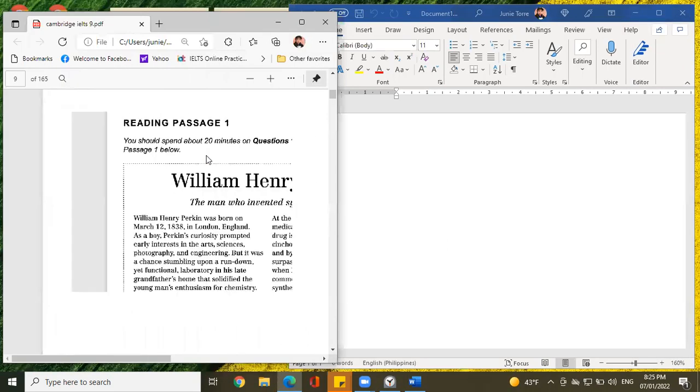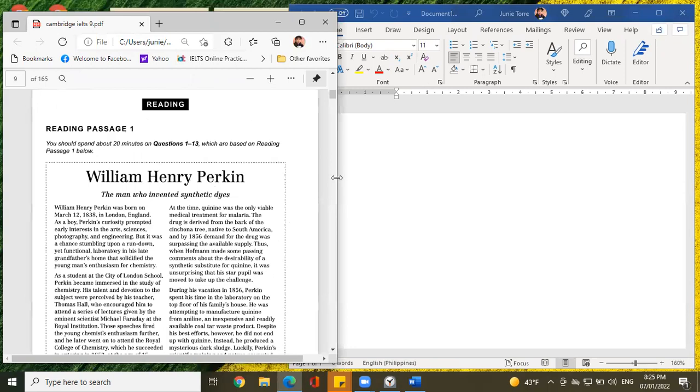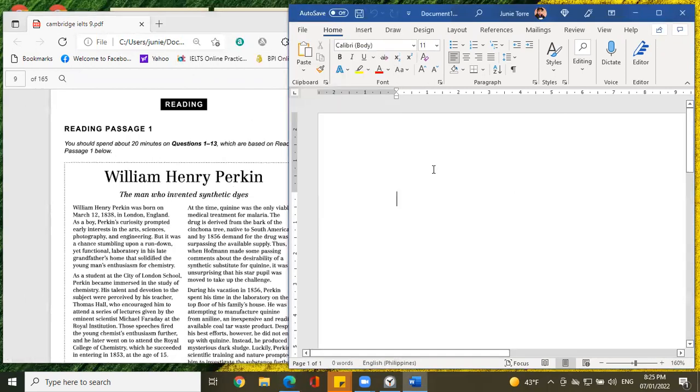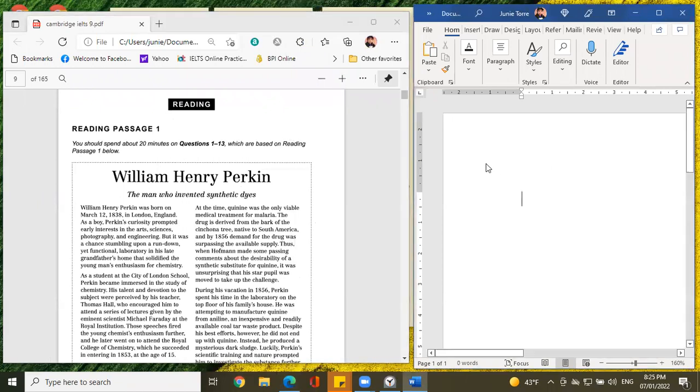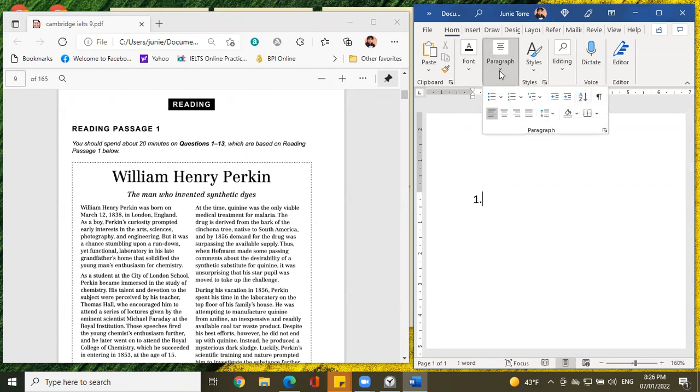This is the passage. Let's make this bigger. There. Let's make that smaller. Okay, there you go. Let's make this bigger. So that's how it roughly looks like, guys, in the actual exams. So we will have the numbers here. 1, 2, wait, let's just fix the paragraphing. There.